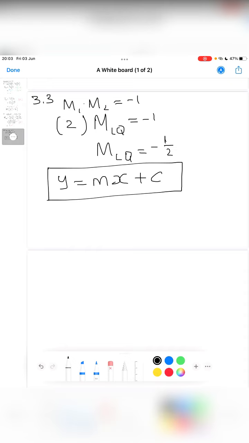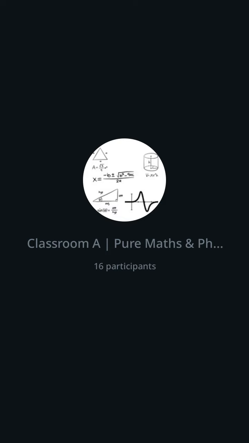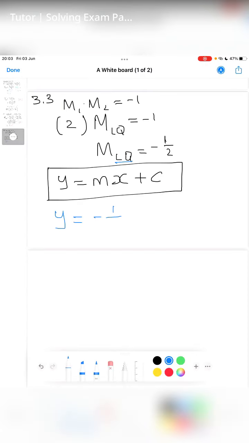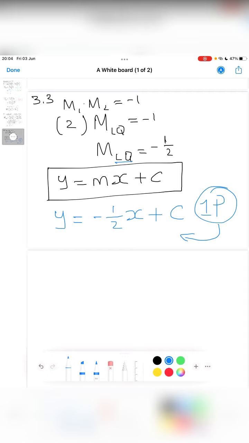Okay, so let's see. What are we doing there, guys? We're trying to show that an equation is actually... Okay, so what is it that we know about LQ? We already know that we have y equals negative 1 over 2x plus c. So we just need one point in order to substitute into that formula so that we can rewrite it in the standard form and compare it with what they want us to show.